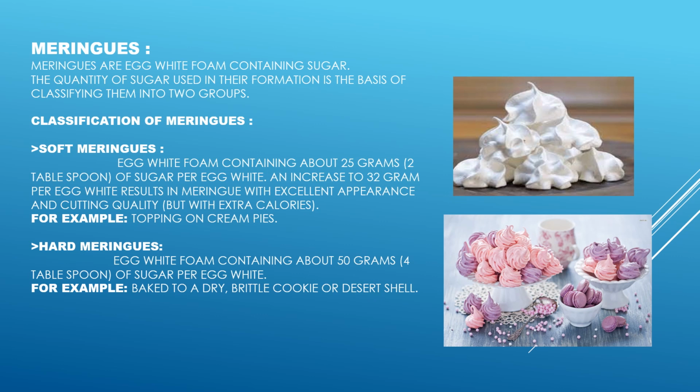The quantity of sugar used in their formation is the basis of classifying them into two categories: soft meringues and hard meringues. The basic difference between these two types of meringue is the quantity of sugar. Soft meringues contain about 25 grams, approximately 2 tablespoons of sugar per egg white. These are usually used for toppings of ice creams and cream pies. While hard meringues are egg white foam that contains about 50 grams of sugar, approximately 4 tablespoons per egg white. They are baked to a dry, brittle cookie or dessert shell.